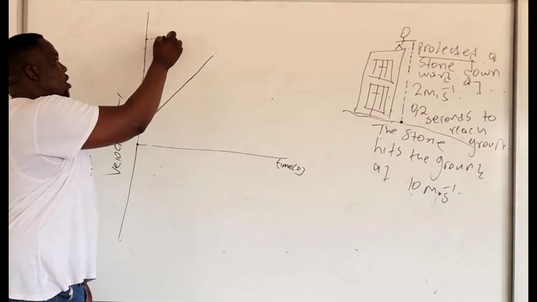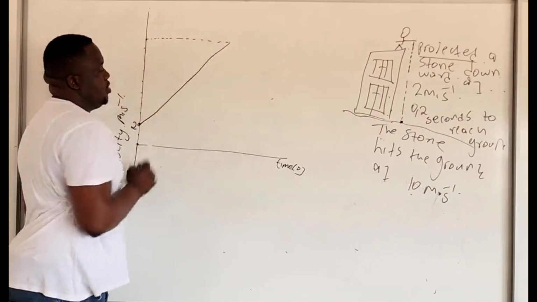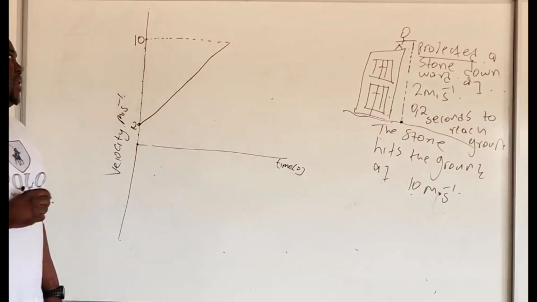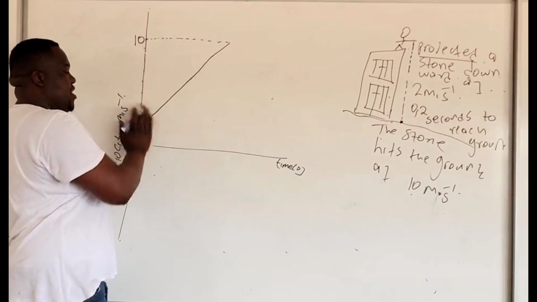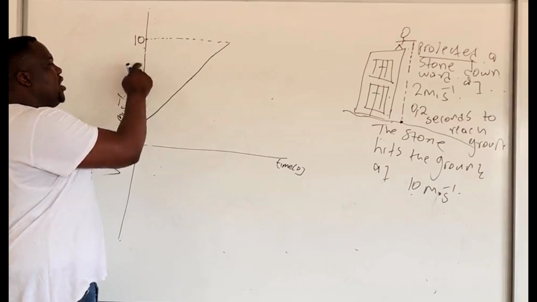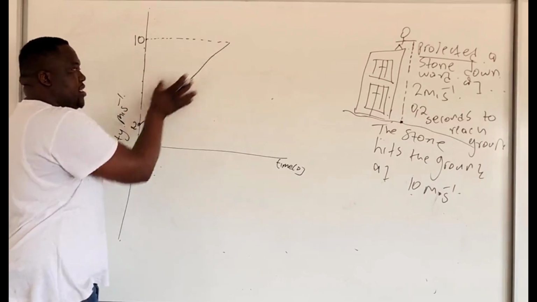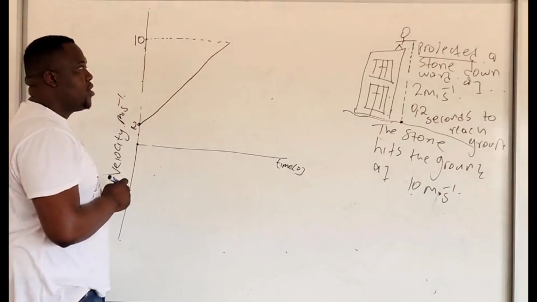So 10 is this one. Meaning that it has reached 10. This is going to be 10 meters per second. Listen, these spaces that you leave here must be equal. You don't just decide that this is a 10, this is a 3. No. The spaces must be equal because this line must tell something.